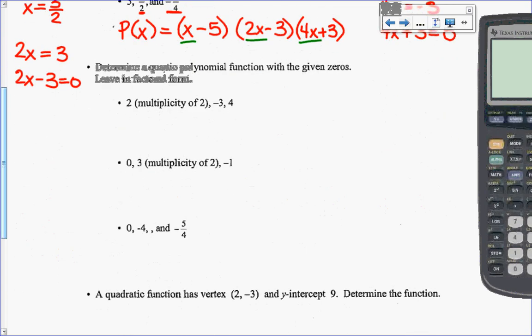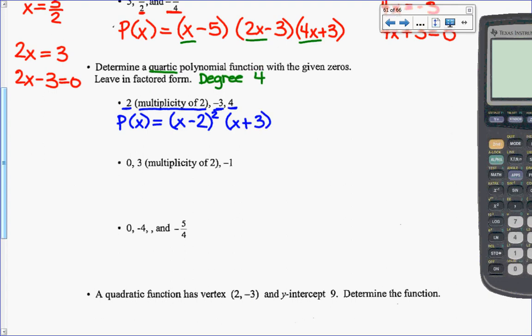This time we have a quartic polynomial function. Remember, quartic means degree 4. Okay, and I've got some zeros here. So I've got a 0 of 2. So that's going to mean x minus 2. But that has a multiplicity of 2. It's being used twice. Then I have my next factor gives me x equals negative 3. So that's x plus 3. And I have another factor of 4 where x equals 4. So it's x minus 4.